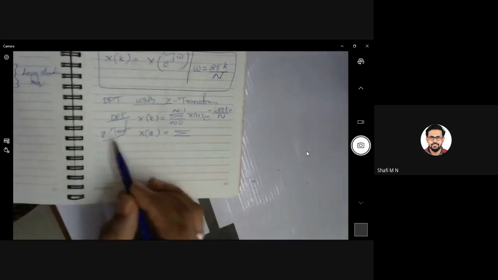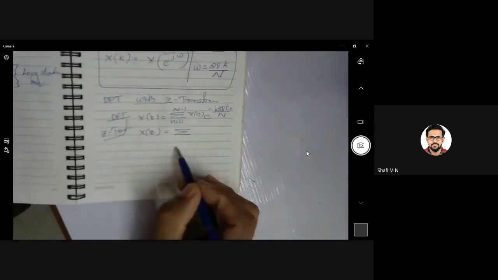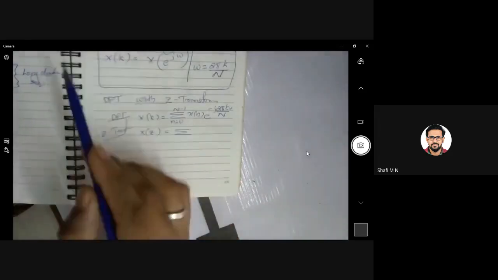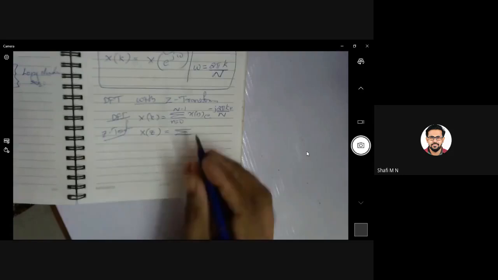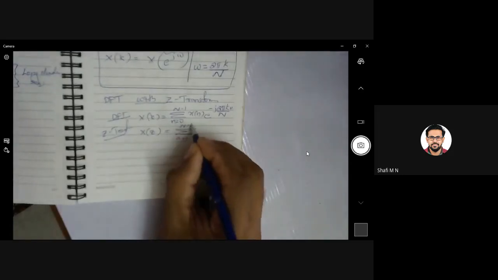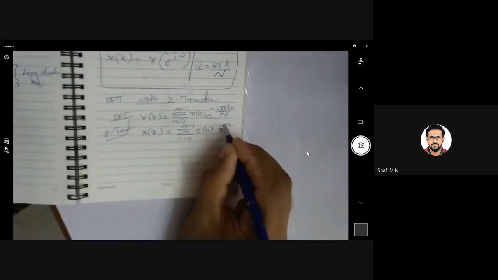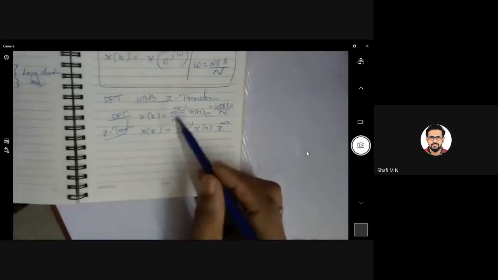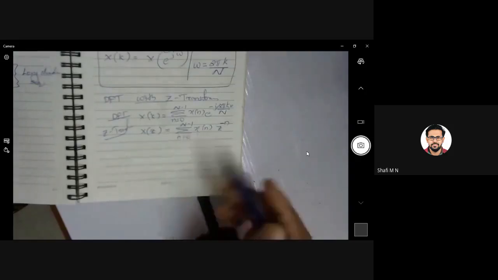Discrete uses a sigma, else it would be an integral. We are dealing with the discrete world only. That's why we are relating our DFT with the Z transform, because for discrete signals we use only the Z transform. So the equation is sigma n equal to 0 to N minus 1 x of n z raised to minus n. This is the expression for the Z transform. Can you compare these two equations and tell me what the relation is?